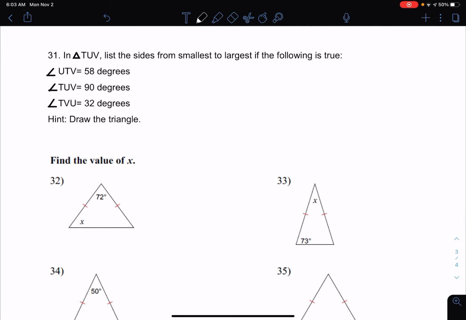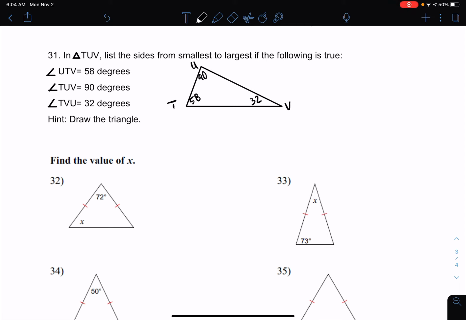All right, 31. In triangle TUV, list the sides from smallest to largest in the following triangle. Draw the triangle. Okay, so just draw the triangle. Doesn't matter. Just draw a triangle. It may not look like it makes any sense or is true, but just as long as you see the triangle, you'll be okay. So TUV. All right, it says UTV is 58. It says TUV is 90 degrees. And then it says TVU is 32 degrees.